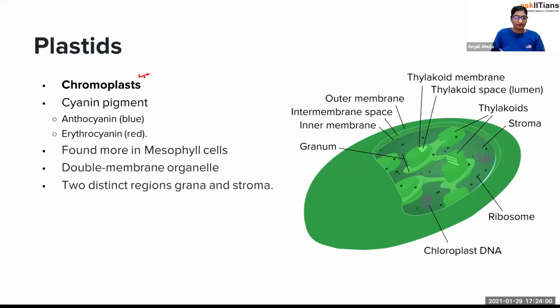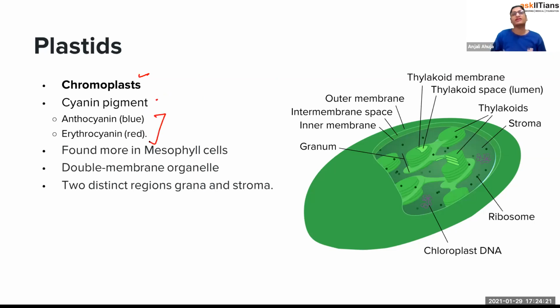So chromoplasts, I have told you, have the colorful pigment. They are the colored plastid. The color can vary from red, orange, blue, violet, all those colors. I don't have to tell you all the colors now. Because they have the pigment in it, it can be a carotenoid pigment. Many pigments are present: cyanin, anthocyanin, and erythrocyanin.